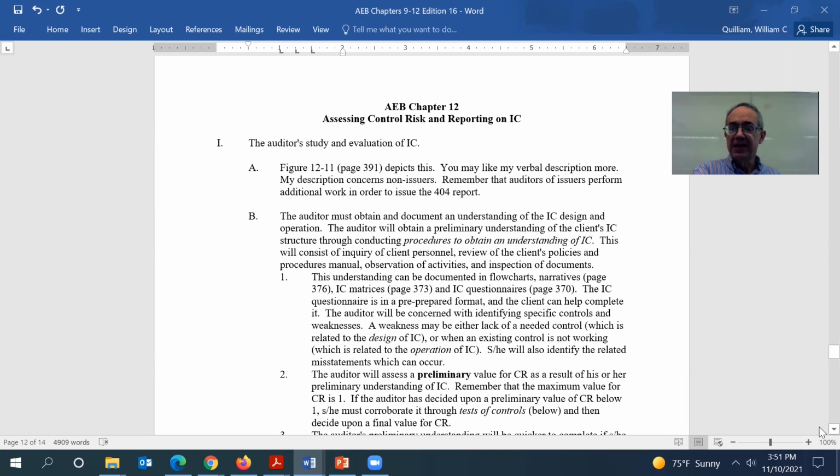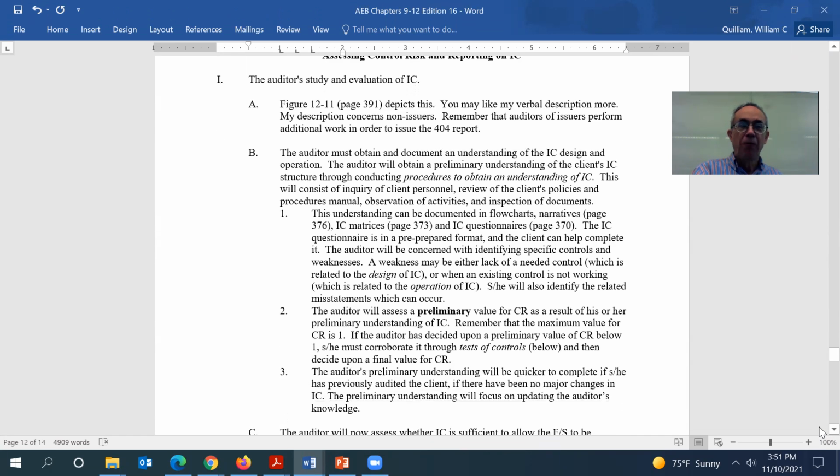Now, let's think about some steps the auditor has to go through here. First of all, the auditor must obtain and document an understanding of the internal control design and operation. Design of internal control is how good it looks on the books, how well it's designed, how it should work in theory. It's important to have sound design for internal control, but that doesn't make much of a difference unless we see it carried out in day-to-day operations. So we will be looking at both the design and the operation of internal control.